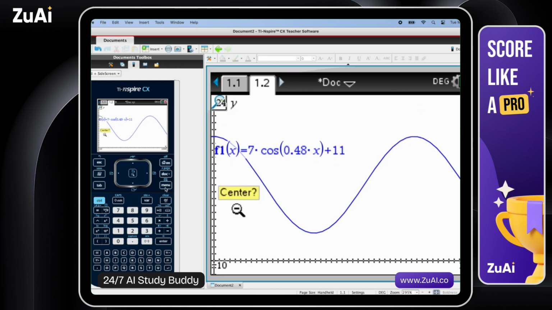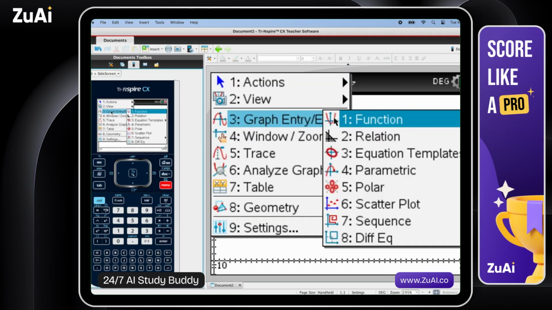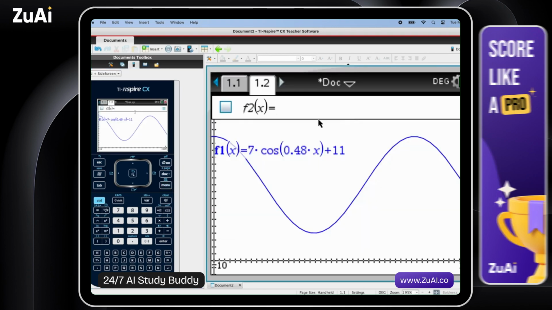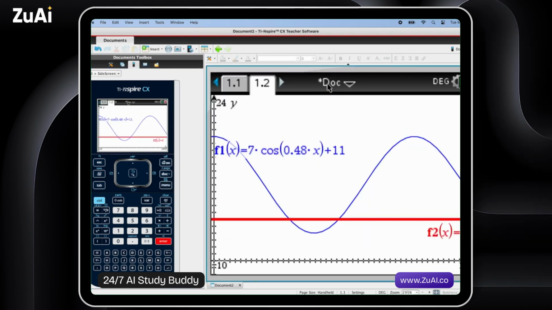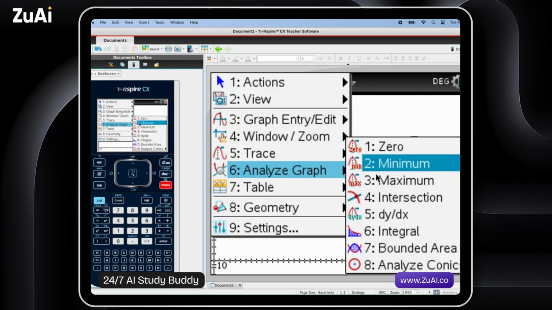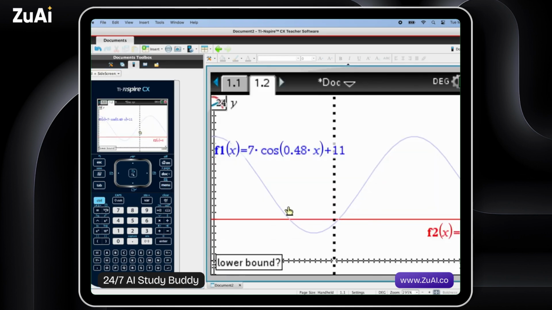Let's ask the question, when is the depth of water equal to 6 meters? So here's depth of water on the y-axis, time, and here's the depth of water through time. The question is, when is the depth equal to 6? So menu, analyze graph. Let's find the intersection.